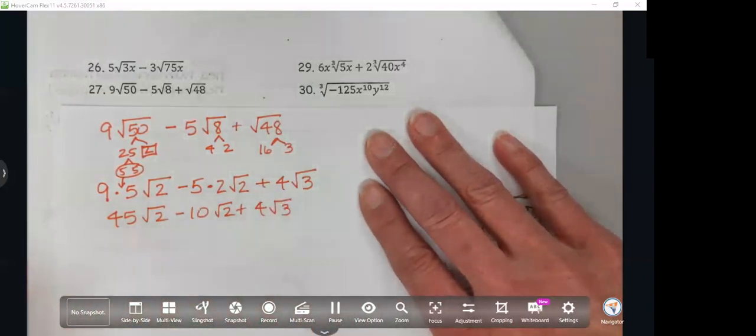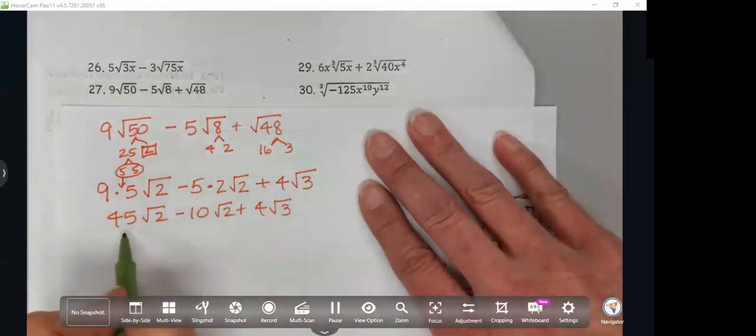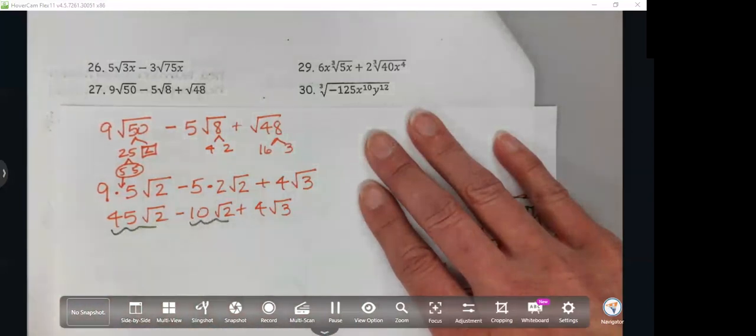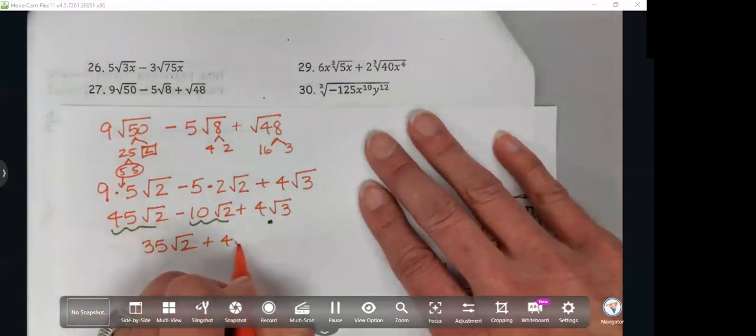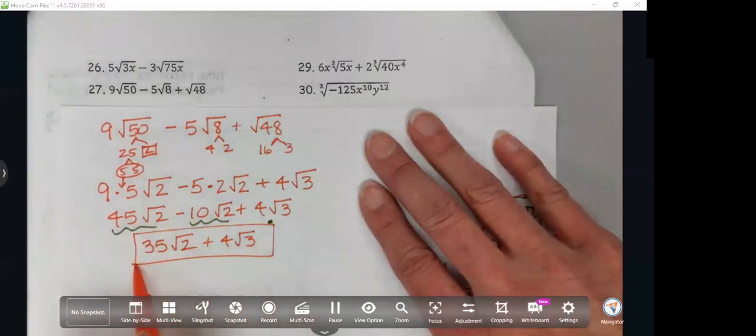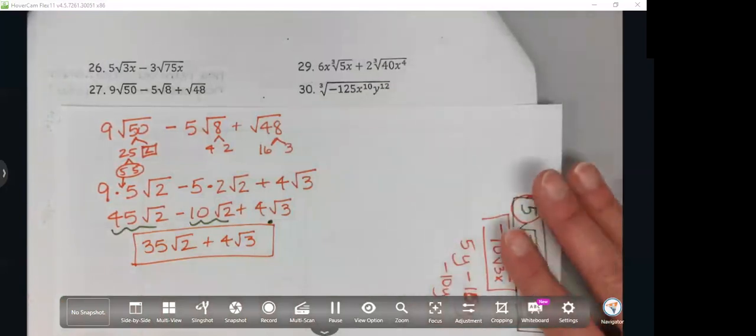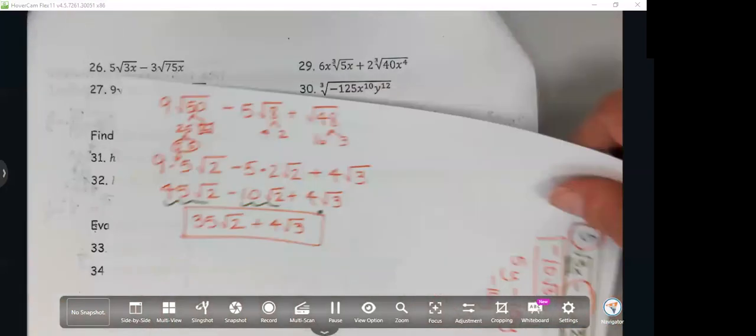And at this point, I see that these are like terms. This is not like those. So I can combine those and get 35 square root of 2 plus 4 square root of 3. I can't do anything more than that. That's as simplified as it gets. So there you go. All right, number 29.